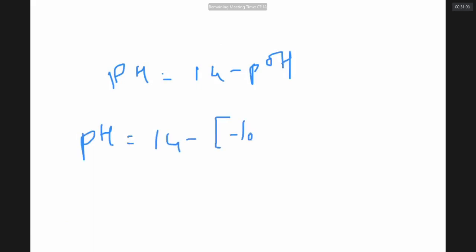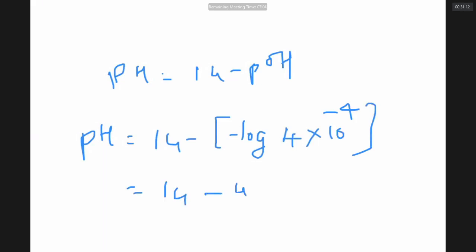Now, pH is equal to 14 minus pOH, where pOH is minus log of the OH minus ion concentration. So 14 minus 4 plus log 4, that is equal to 10.6.